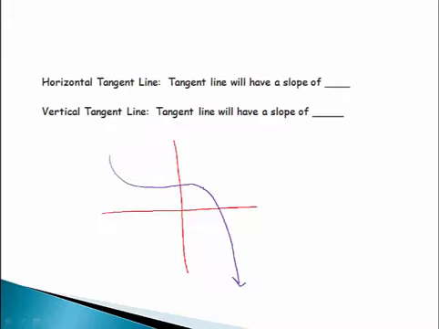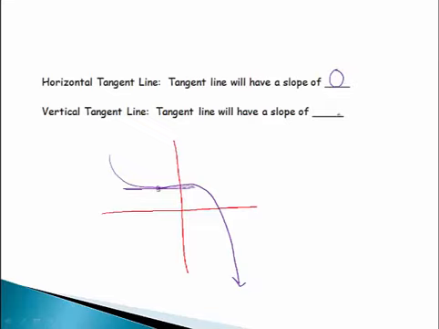So a horizontal tangent line. If I were to draw a tangent line right here, my tangent line is going to hit this graph, this function, right about here. Okay, well, what's the shape of that tangent line? That horizontal tangent line? It's horizontal, which means the slope of the tangent line would be 0.